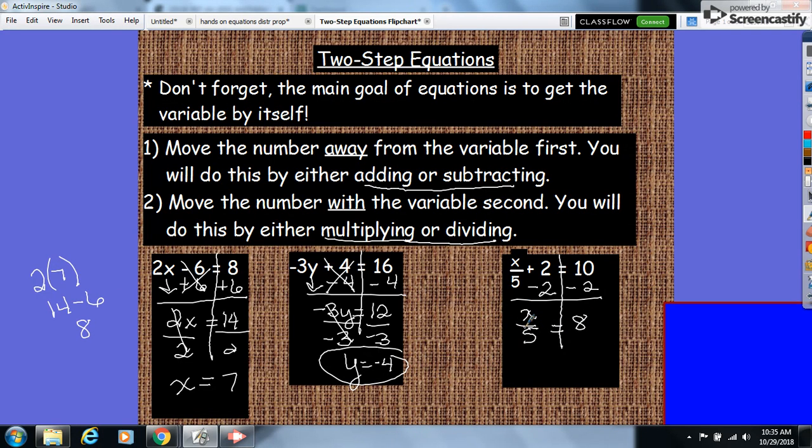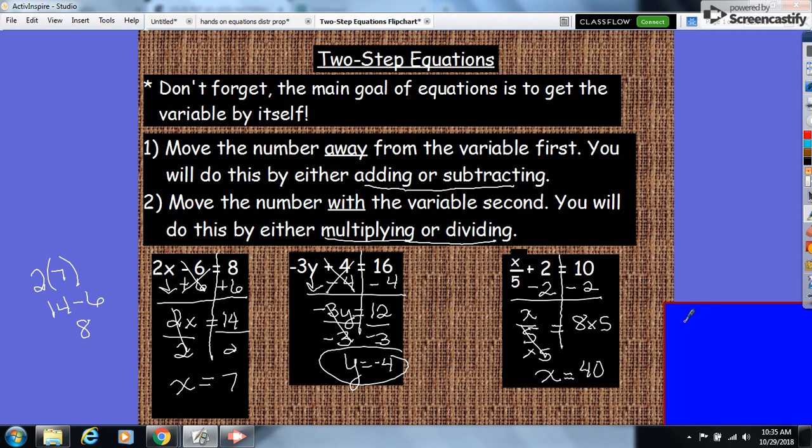Now, this doesn't mean a fraction. This means x divided by 5. So if it's showing me division, the opposite of division is multiplication. So I'm going to multiply both sides by that number with the variable. That means x is going to equal 40.